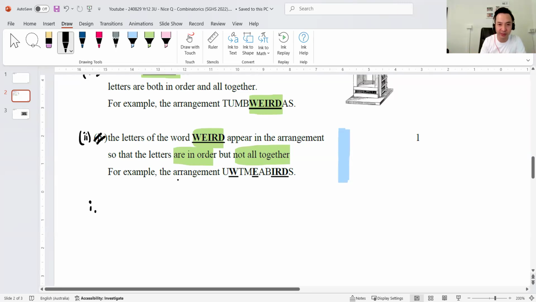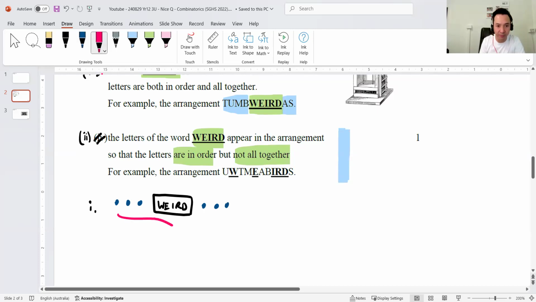Now, for the first one, we've got the word weird in this order as a block, so they belong together. And how many letters are there outside? 1, 2, 3, 4, 5, 6. So I've got 6 outside. For those that have seen the other videos, we know that there are 7 items here. So we treat the word weird as a collective, in which case 7 things to arrange, 7 factorial.